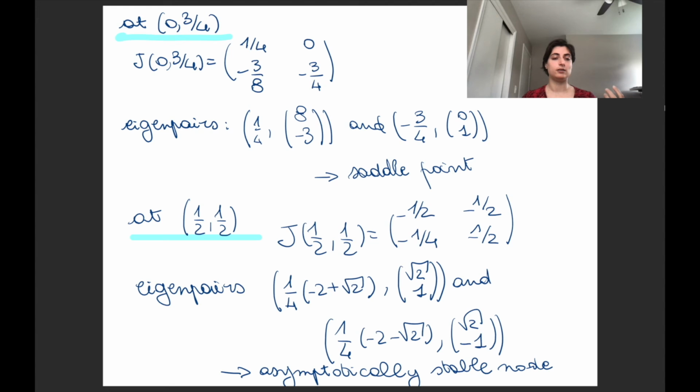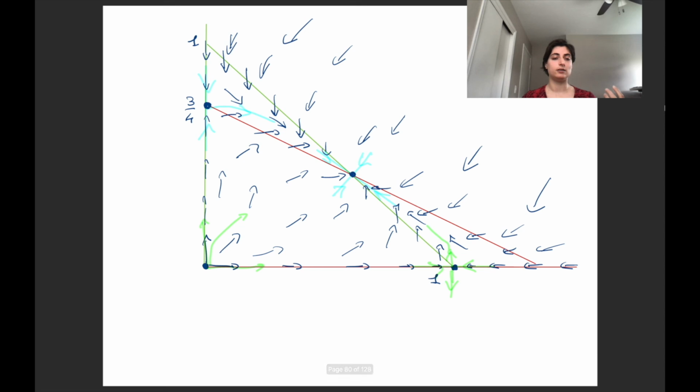And we find that at 0, 3/4, we have a saddle point. And at 1/2, 1/2, we have an asymptotically stable node. That means that at 0, 3/4, we again have the behavior in which in one direction things are moving towards the saddle point, and in another direction things are moving away. While at an asymptotically stable node, everything nearby is moving towards the stable node. Let's try to plot that. We have at 0, 3/4, in the vertical direction, things are moving towards the node, and in the horizontal direction we're moving away. And at 1/2, 1/2, everything is moving towards it.